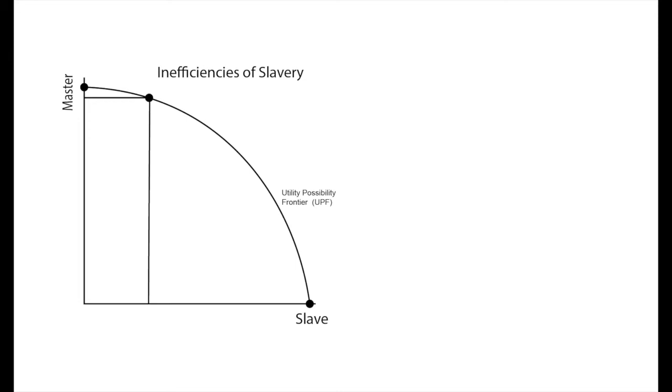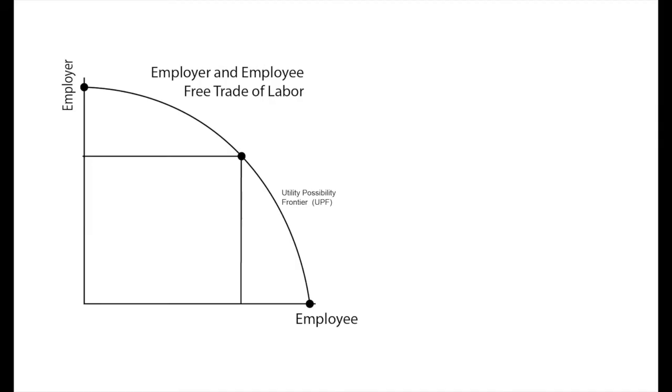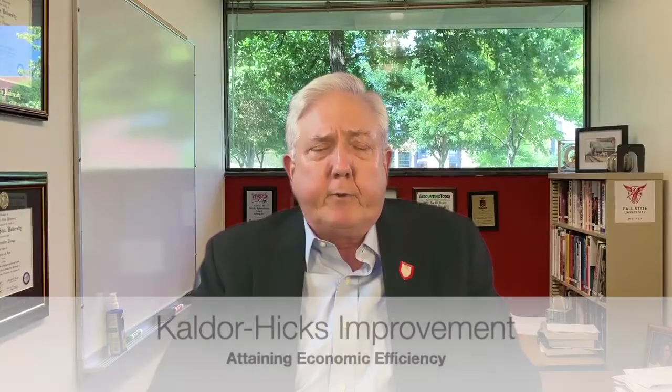And yet, if we're sitting on the possibility frontier, there's no way using Pareto that we can eliminate slavery. And yet we know it's not efficient. So this creates a real problem for Pareto. And so 2 economists, Caldor and Hicks, suggested some people are worse off and some people are better off, but there is a net social improvement. Then we could move to the proper place on the curve. So this is called a Caldor-Hicks improvement.